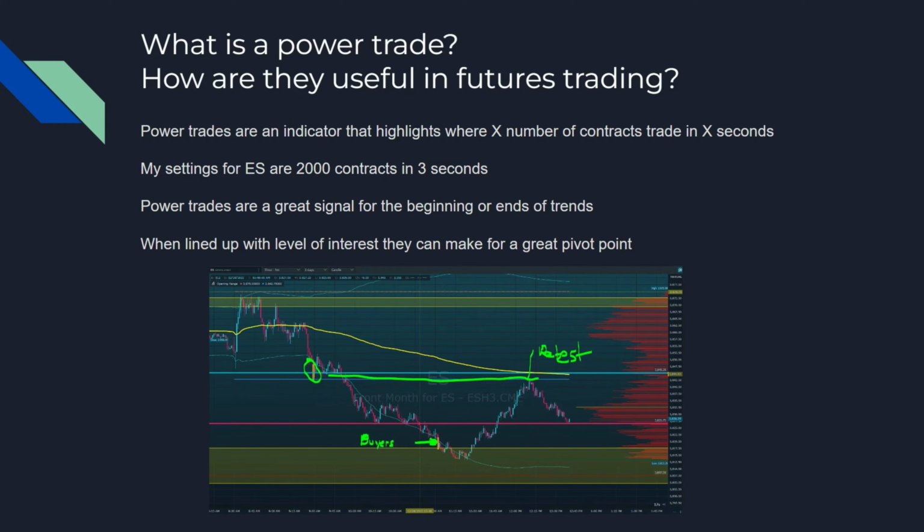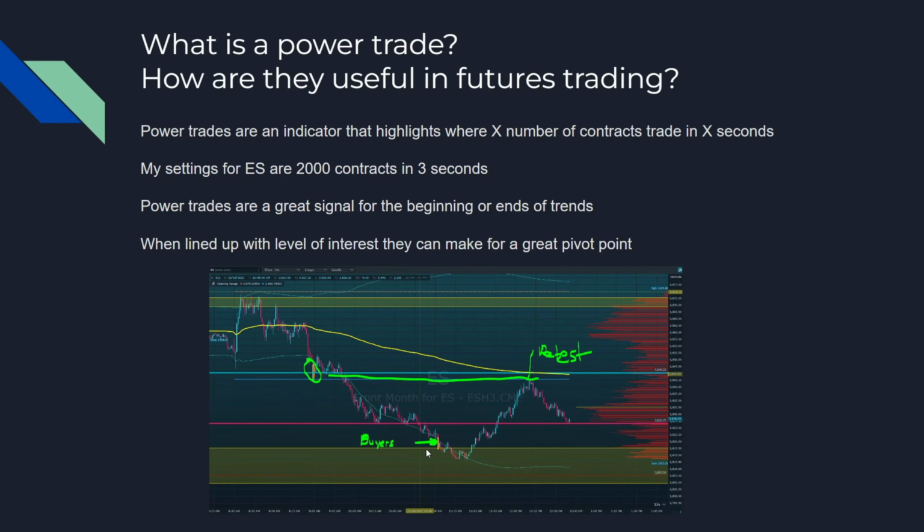So what is a power trade and how are they useful in futures trading? Power trades are simply an indicator that highlights where X number of contracts are being traded in X number of seconds. For example, my settings for ES are when 2,000 contracts get traded in 3 seconds. As you can see down in the graph below, when that happens, it is highlighted by this little yellow box. That little yellow box indicates to me that's where the power trade itself is happening, and then I will start to make decisions based off that.